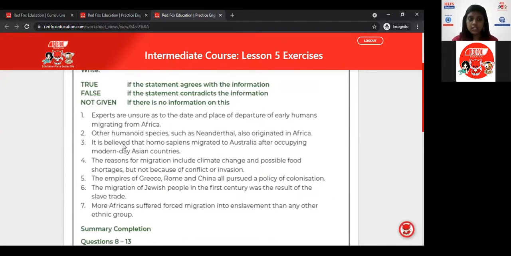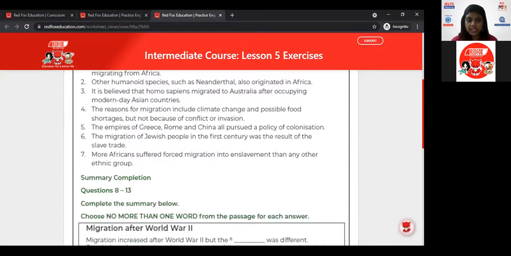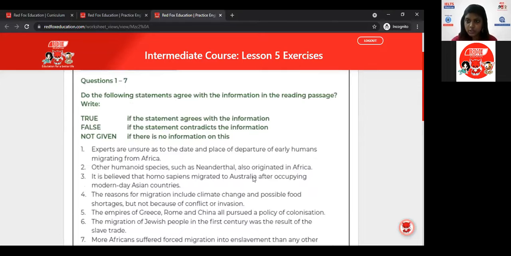Yes. So any idea? Experts are unsure as to date and place of departure of early humans migrating from Africa. Anybody knows the answer? Anybody would like to answer? Okay, I have a very quiet set of audience. Never mind. Okay, so this is how your true, false, and not given is going to be like.